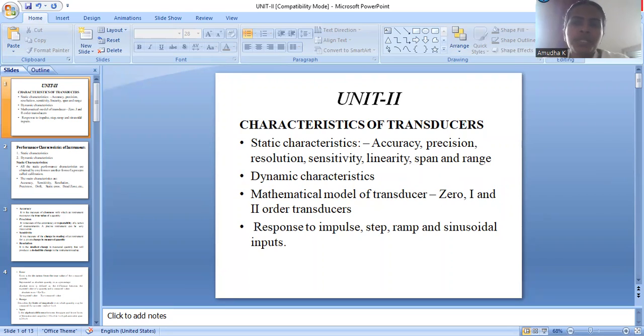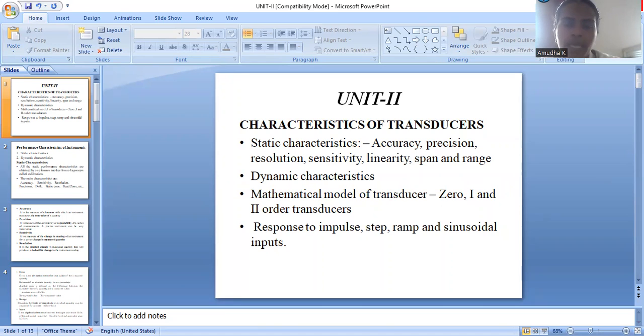So in this transducer engineering, the second unit is characteristics of transducer. Transducer characteristics are majorly segregated into two ways: one is static characteristics and another one is dynamic characteristics. Static characteristics are analyzed with respect to the input and output relation in a static way. Static characteristics are analyzed by different parameters: accuracy or precision, resolution, sensitivity, linearity, span, and range. These are the parameters used to analyze the static characteristics of the transducers.